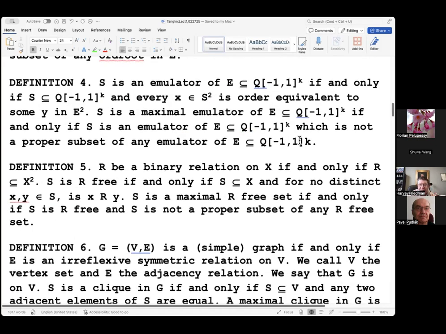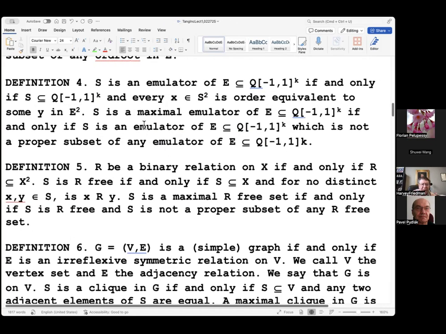S is an emulator if and only if S is contained in the k-dimensional space, and every x in S squared is order equivalent to some y in E squared. S is a maximal emulator if and only if, as usual, it is inclusion maximal.